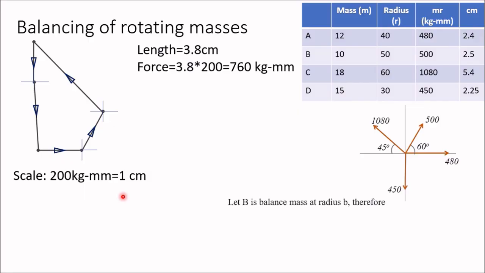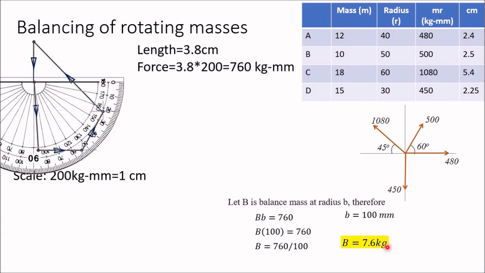Now this force should be equal to capital B into small b, 760, and small b is given as 100 mm. So B into 100 is equal to 760. Solve this and you will get B equal to 7.6 kg, the same as what you got using the analytical method.